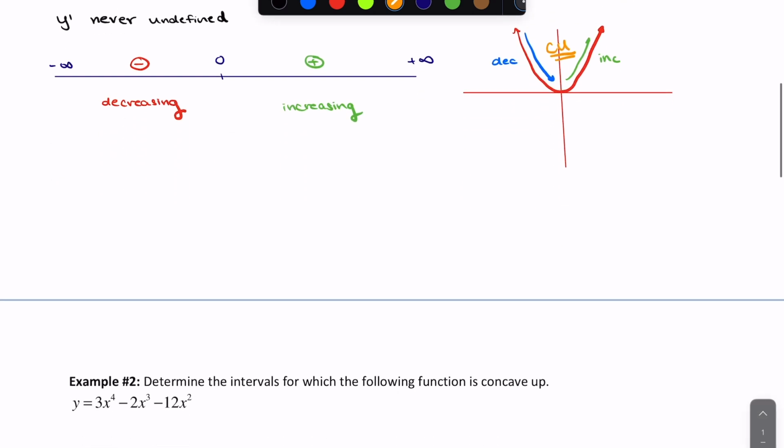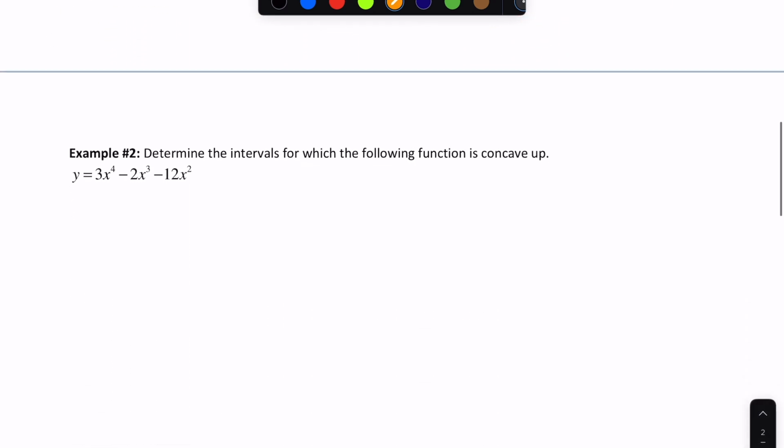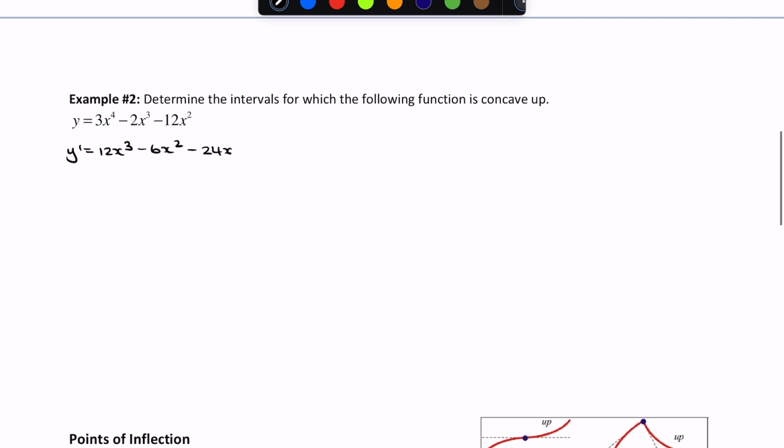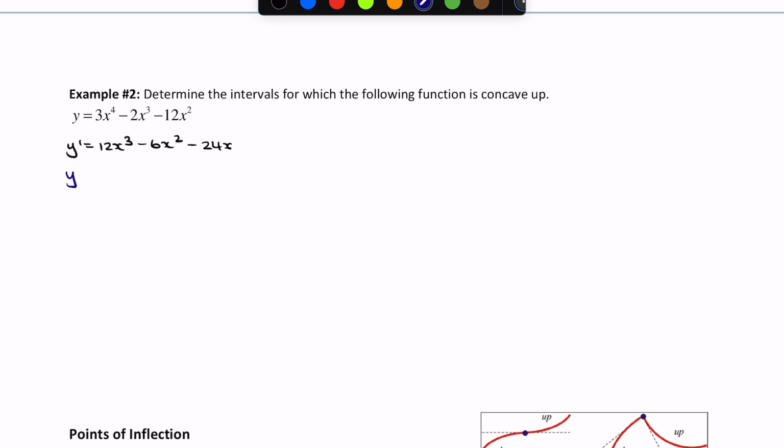Okay, let's look at a more difficult example. It says determine the intervals for which the following function is concave up. So here we'll find the first derivative. y prime is equal to 12x cubed minus 6x squared minus 24x. Here we find our second derivative, so we'll derive that again. We'll get 36x squared minus 12x minus 24.